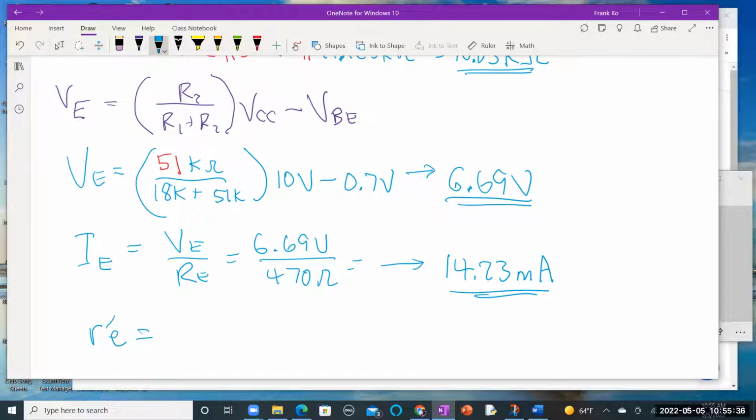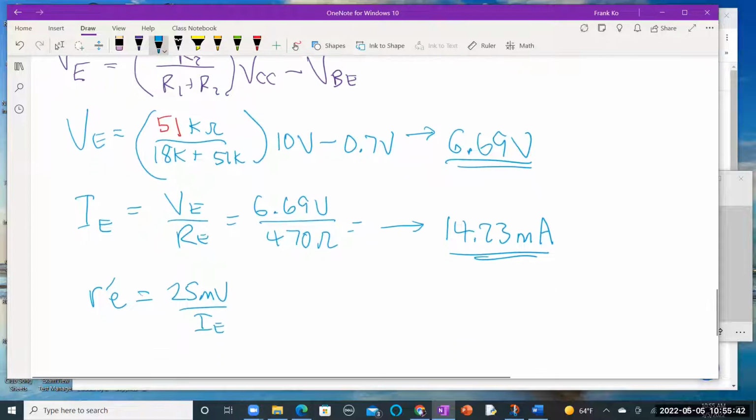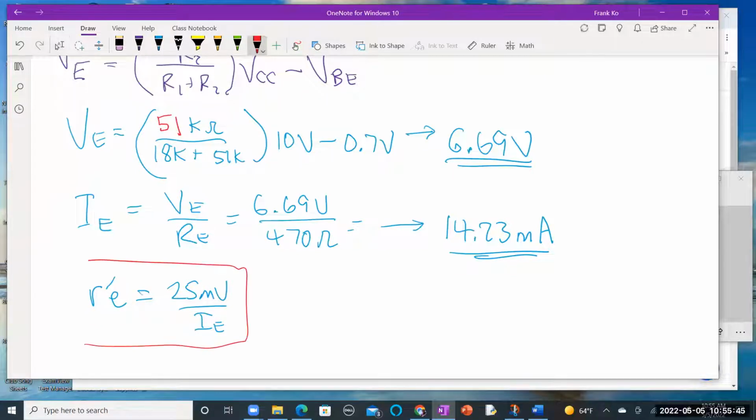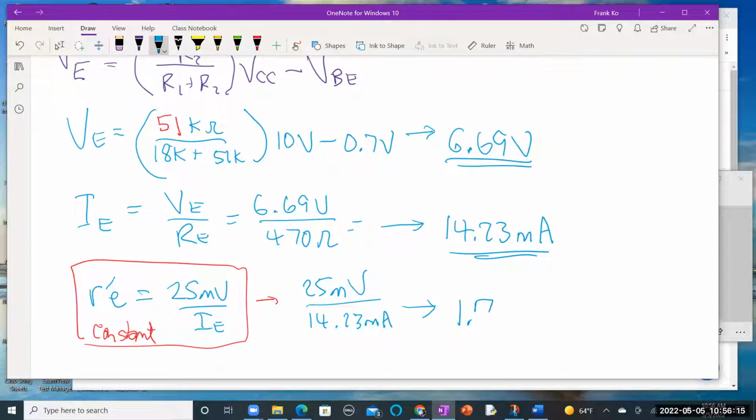And now another piece of the puzzle is this little tiny R prime E. And this is a constant. The constant is 25 millivolts over IE, that we just calculated. So if we go to pop this in, watch, this will be 25 millivolts over 14.23 milliamps. Let's go ahead and make that calculation. 0.025 divided by 1.757. Okay, so if we use your calculator's memories, it will come out to be 1.76 ohms.